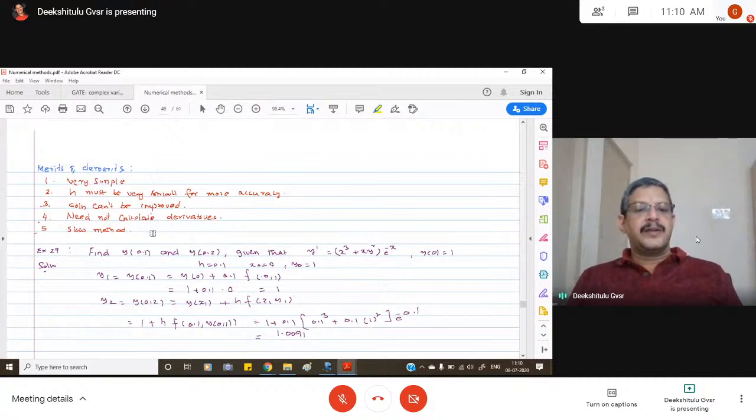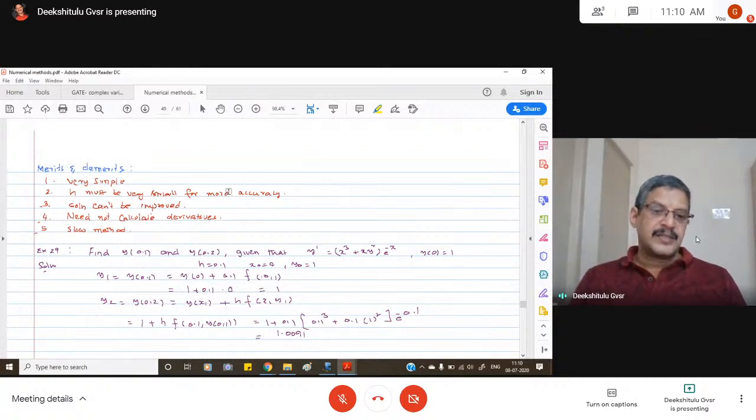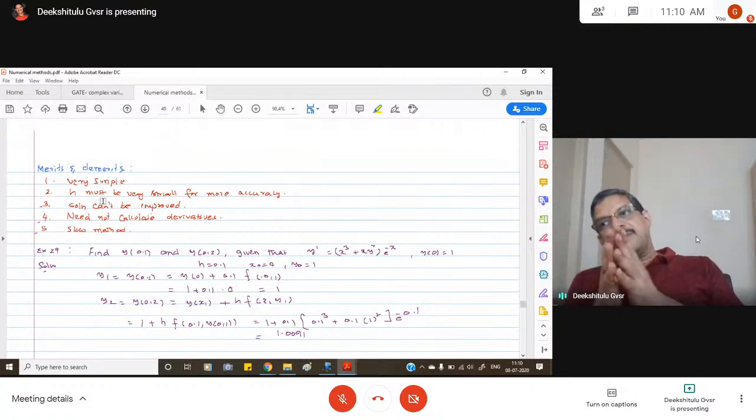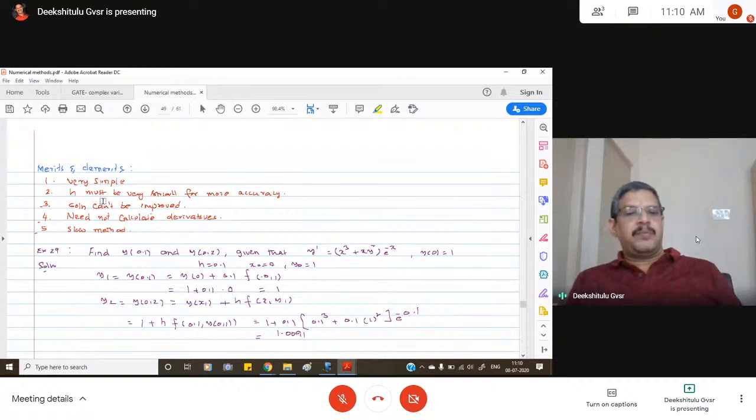Need not calculate derivatives. That is an advantage. Slow method. So the benefits are that it is very simple and you need not calculate derivatives. These are the two advantages. You need not find f dash values at any point, just like in the case of Taylor series. But the problem is, for more accuracy, if you reduce the value of h, the step length, the number of points becomes more, and it becomes a more complicated, lengthy problem.